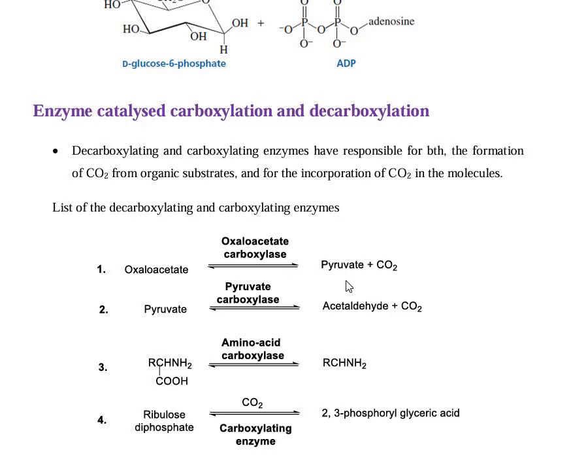Oxaloacetate gives pyruvate by removing CO2, with the help of oxaloacetate carboxylase, that is the enzyme. Pyruvate is converted into acetaldehyde with the help of the pyruvate carboxylase enzyme, and the amino acid carboxylase enzyme does the conversion of this compound to this NH2 group. Ribulose diphosphate is converted into 2,3-diphosphoglyceric acid with the help of carboxylating enzymes.